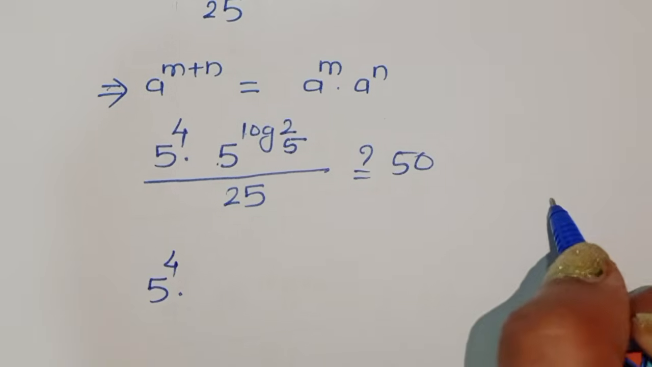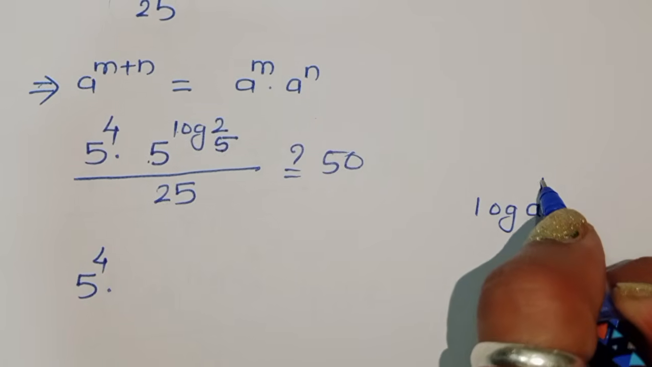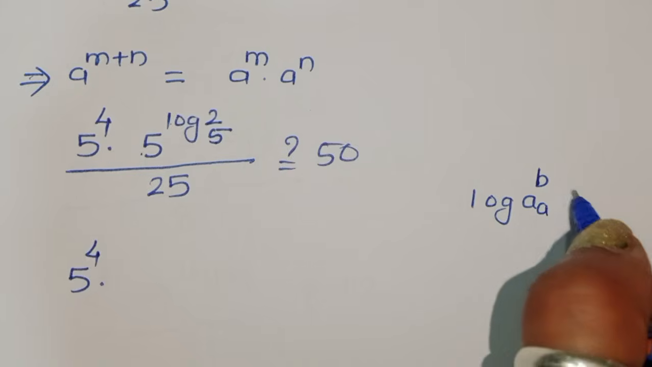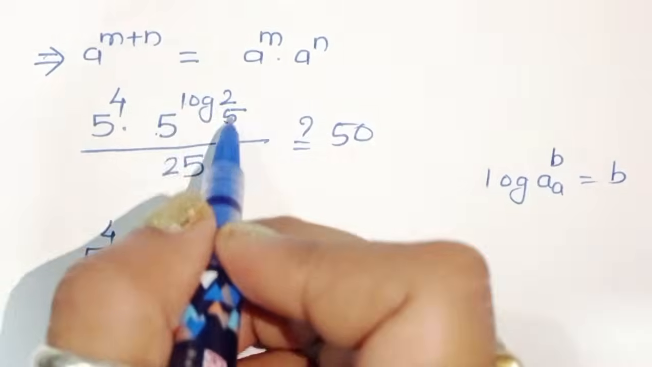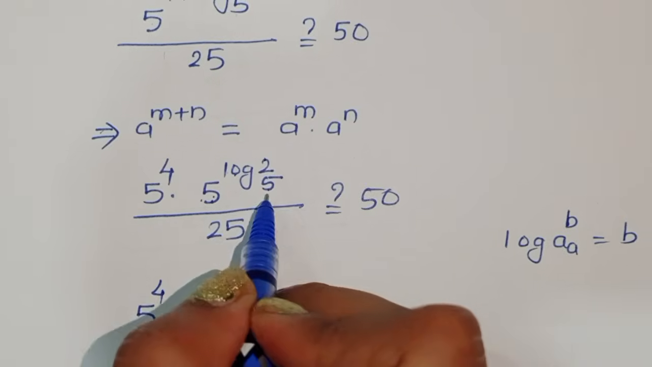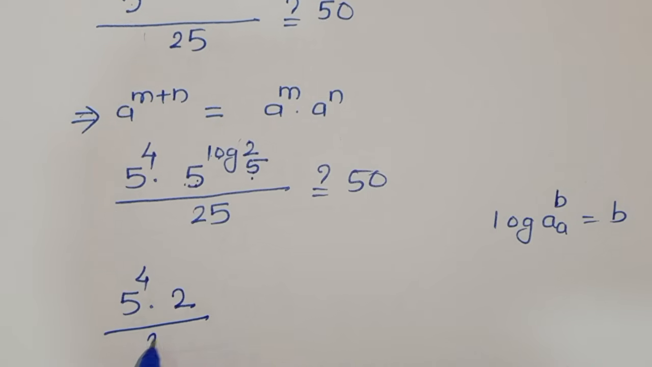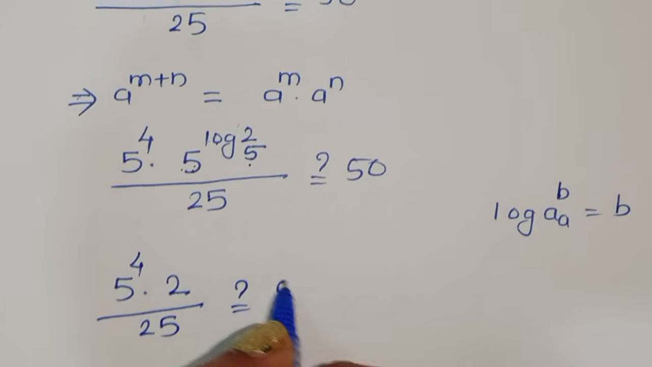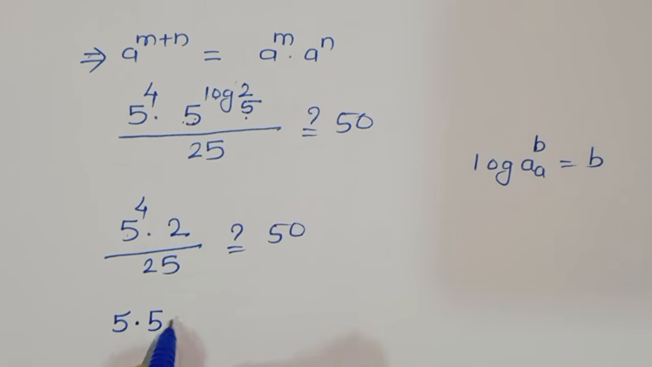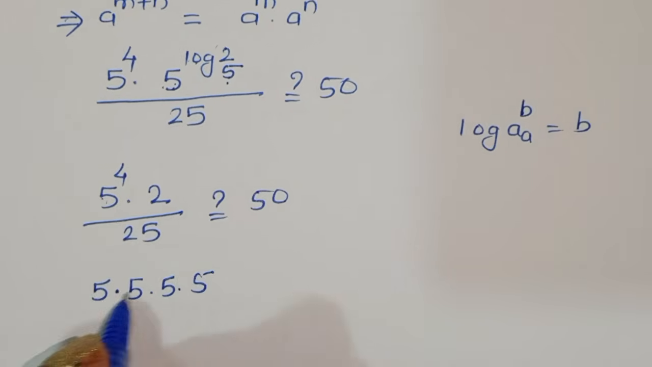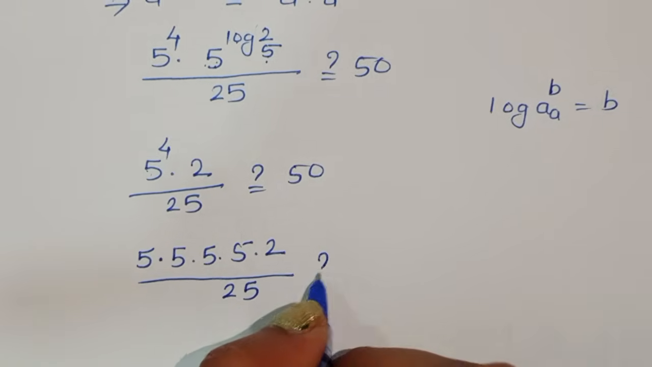Now again we are using a formula: a power log of b to the base a is given, so the value will be b. So using this formula, 5 power log of 2 to the base 5, the value will be 2 here, divided by 25, equal to 50? Now here 5 power 4, we can write as 5 times 5 times 5 times 5. This is 5 power 4. So 5 times 5 times 5 times 5 times 2 divided by 25, equal to 50?